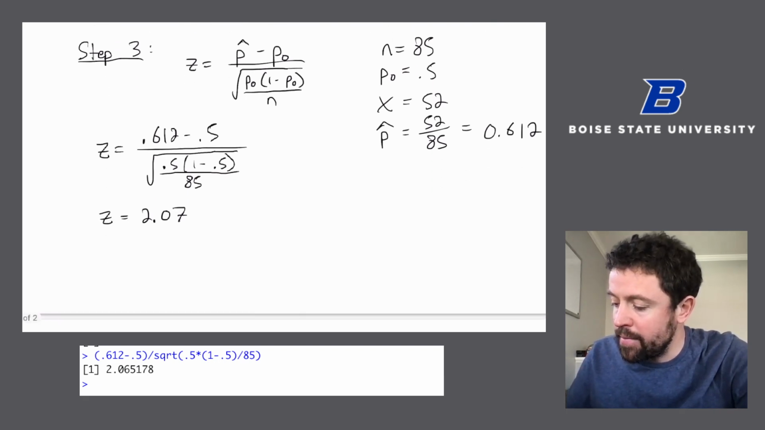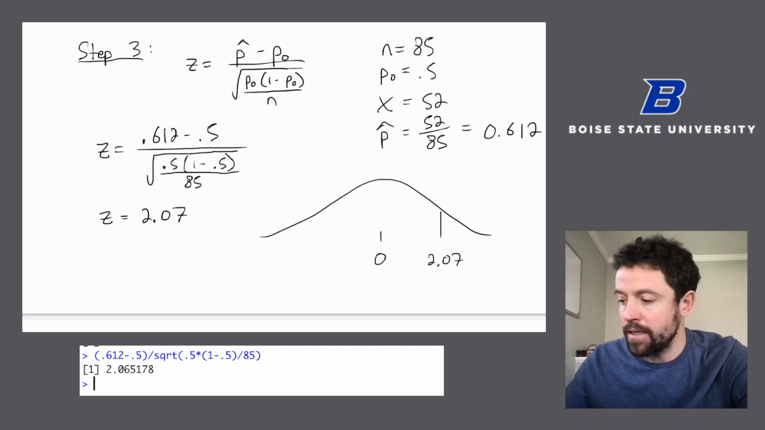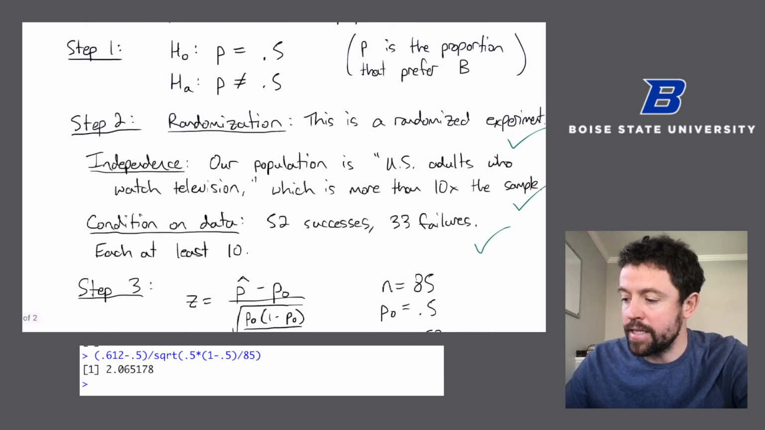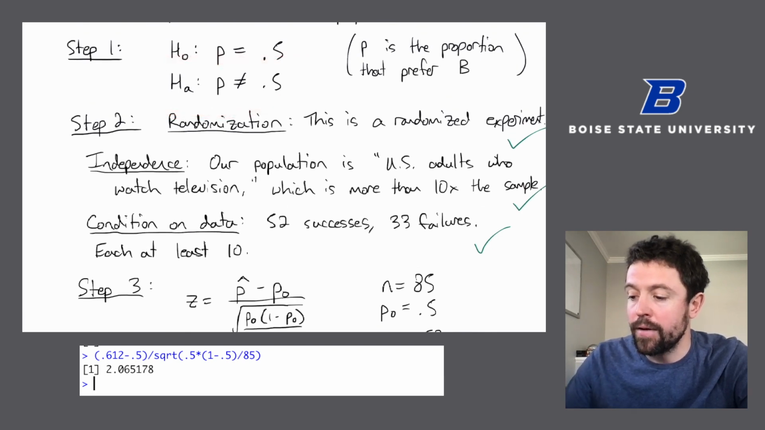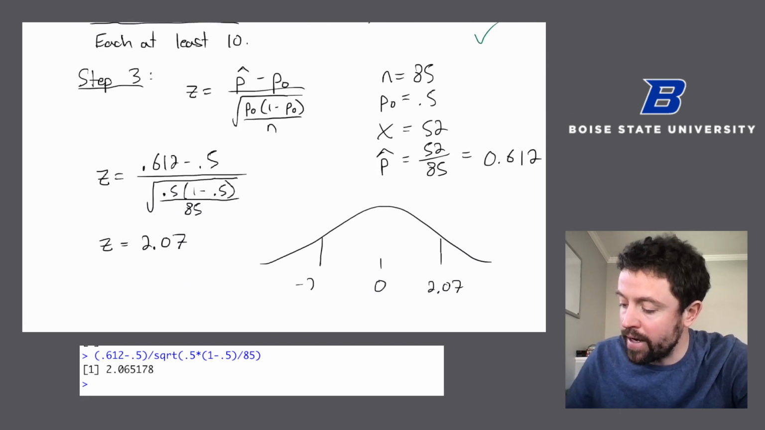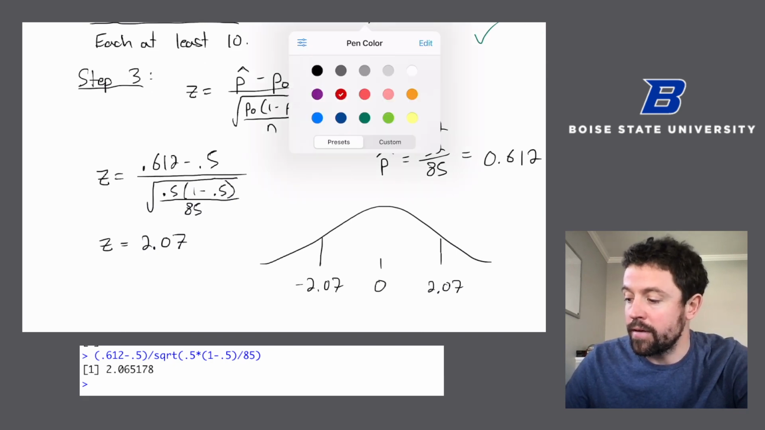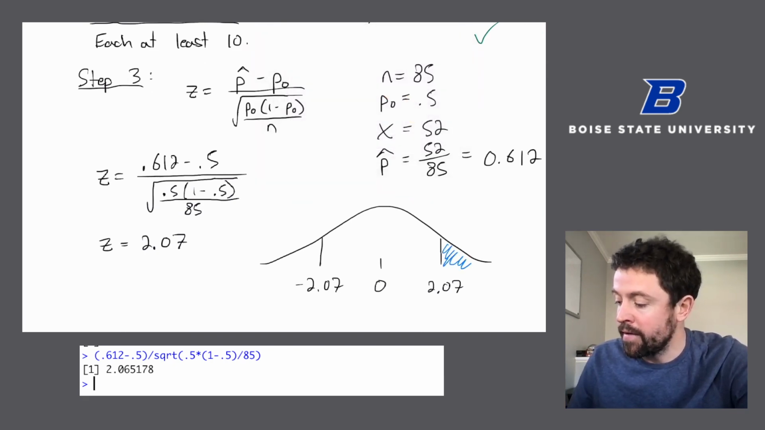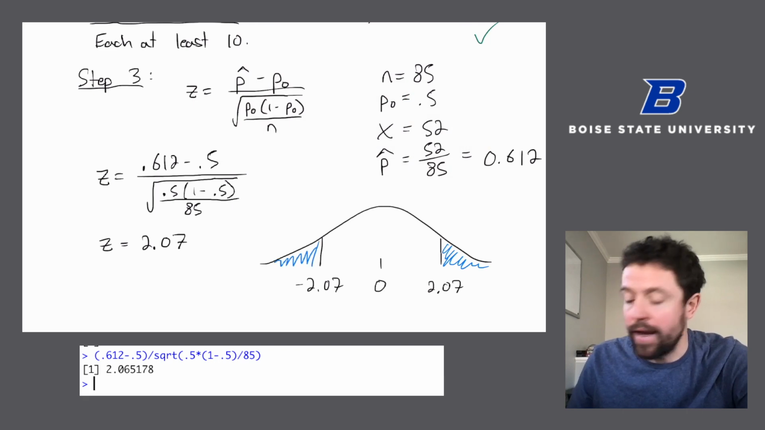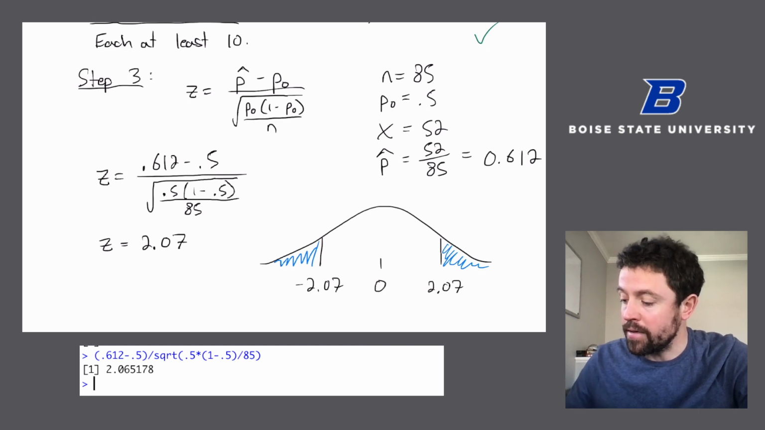And before calculating the p-value, I need to draw a picture. And hopefully, as we do more and more of these, you become more comfortable with this. My alternative hypothesis was not equal. And my alternative hypothesis is necessary to calculate a p-value. Since my alternative was not equal, what I want to know is the total area outside of, not just above 2.07, but I'd also like to include the area below negative 2.07. So this is the area I want for my p-value.